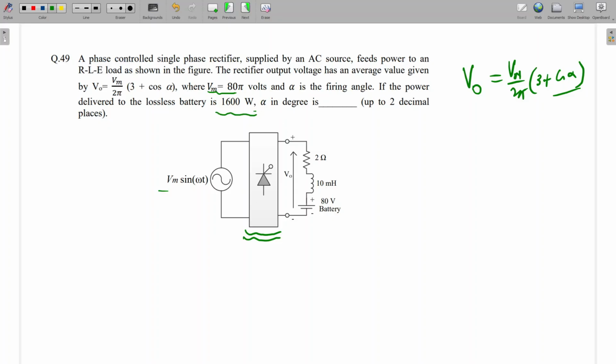Power delivered to the battery means some current will be there. So I into 80.